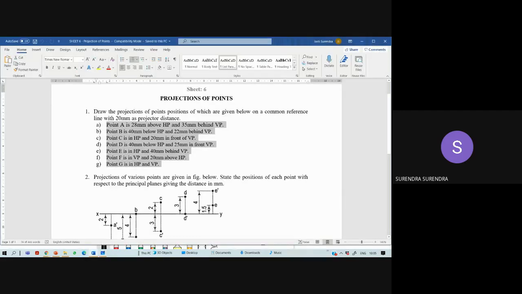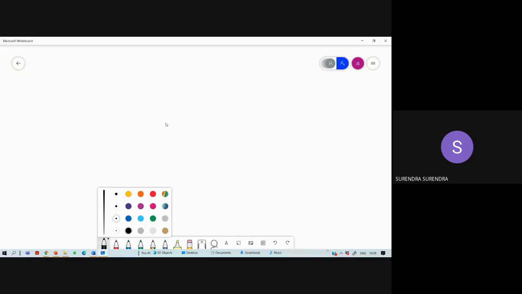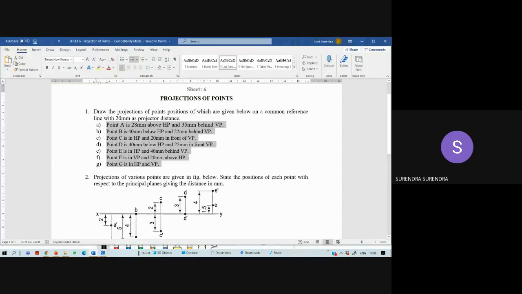It is given point A is, so remember the points. Always horizontal plane relation is shown in front view and vertical plane relations is seen in top view. So horizontal plane always relates to front view and vertical plane always relates to top view.